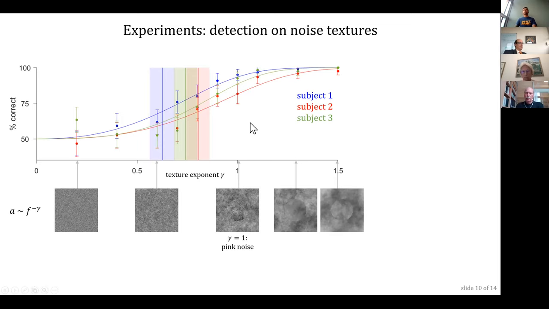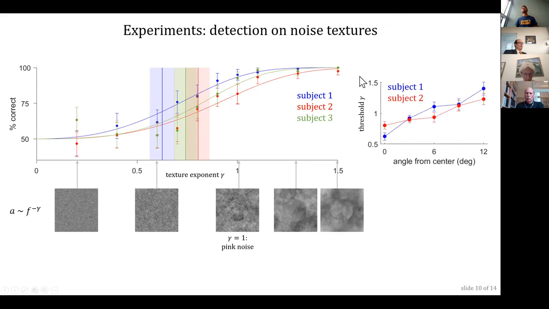And we repeated this experiment at various different angles from the center. And we see that this is how the threshold gamma goes up, meaning that the threshold of smoothness of the texture at which you just begin to be able to see the camouflage image.